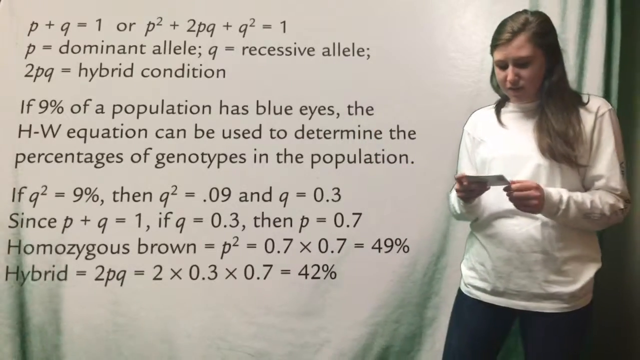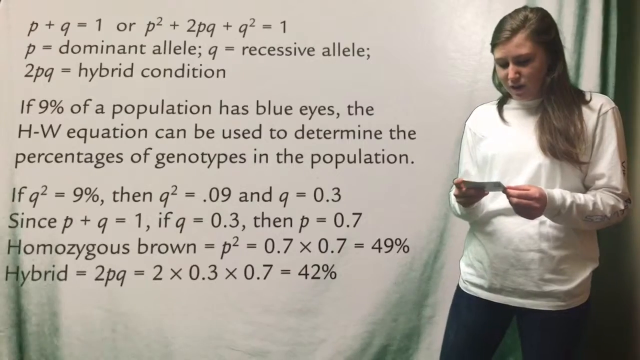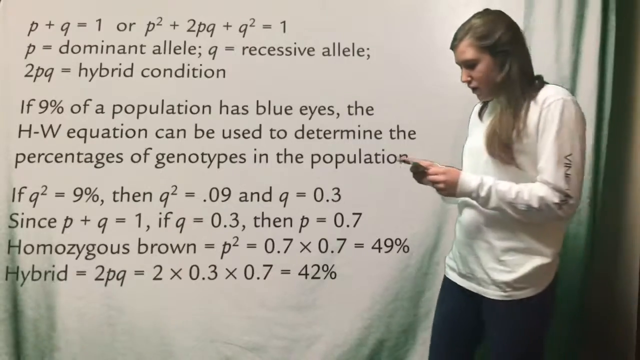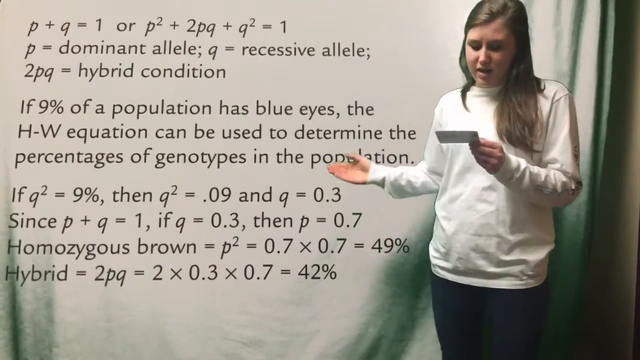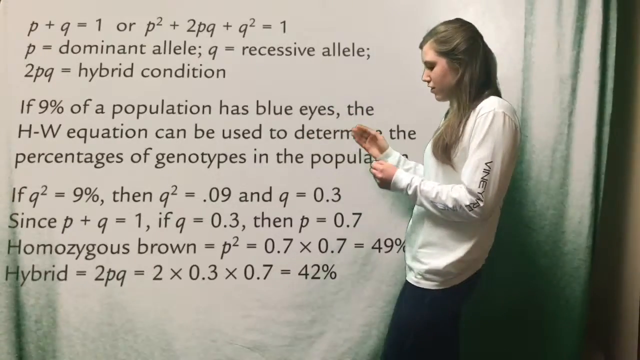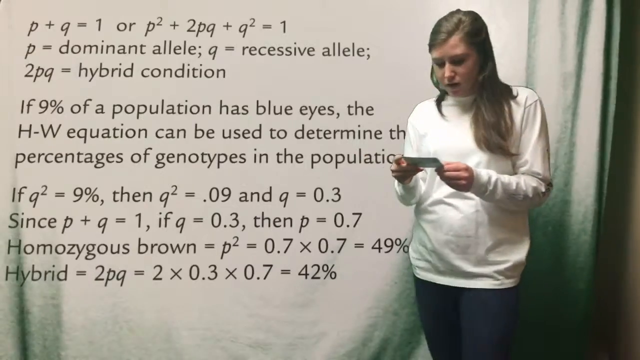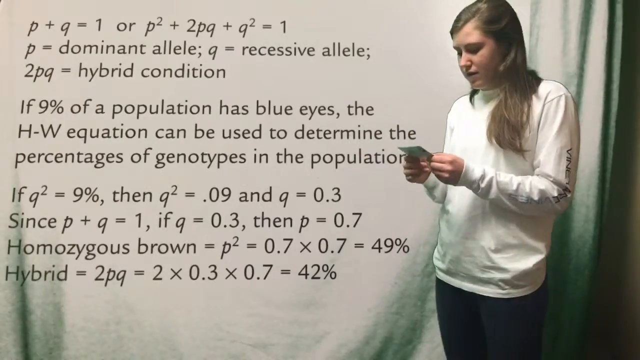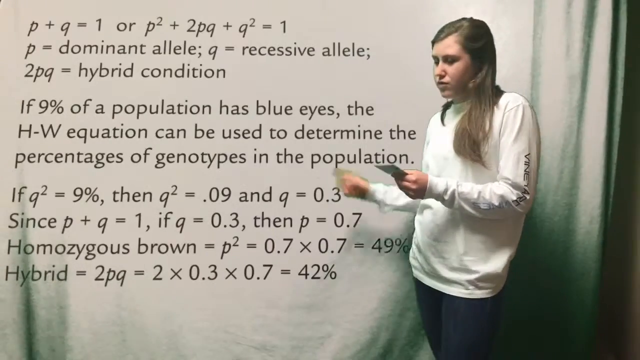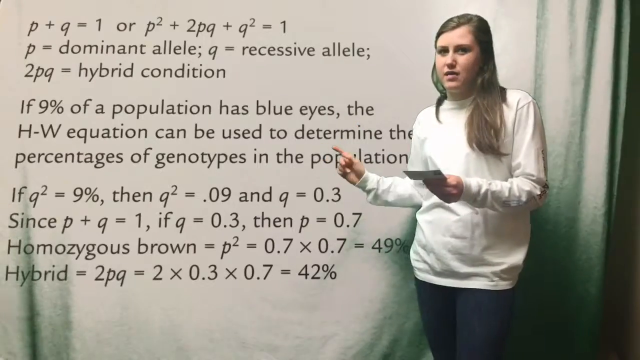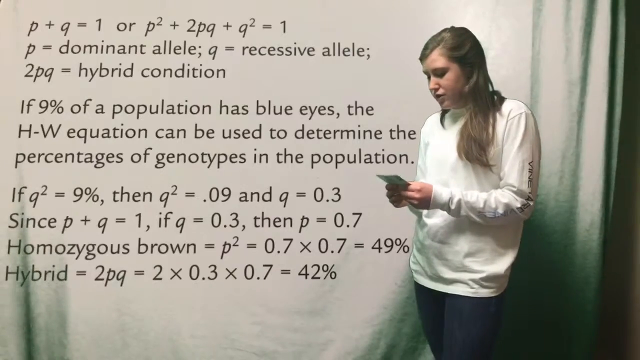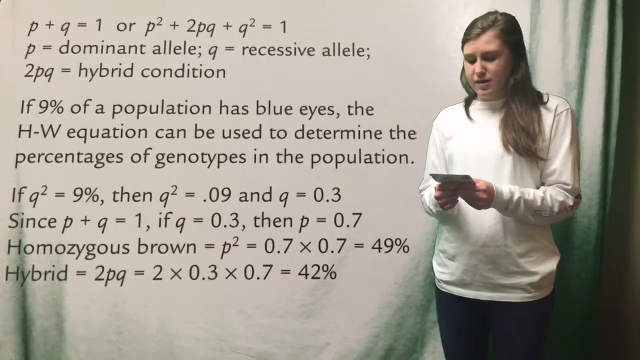If 9% of a population has blue eyes, the HW equation can be used to determine the percentage of genotypes in the population. So q squared would be 9%, then q squared would be 0.09 and q would be 0.3. Since p plus q equals 1, p is equal to 0.7, and for the homozygous brown, p squared is equal to 49%, since 0.7 times 0.7 is 0.49. The hybrid would be 2pq, and that is 2 times 0.3 times 0.7, which is equal to 42%.